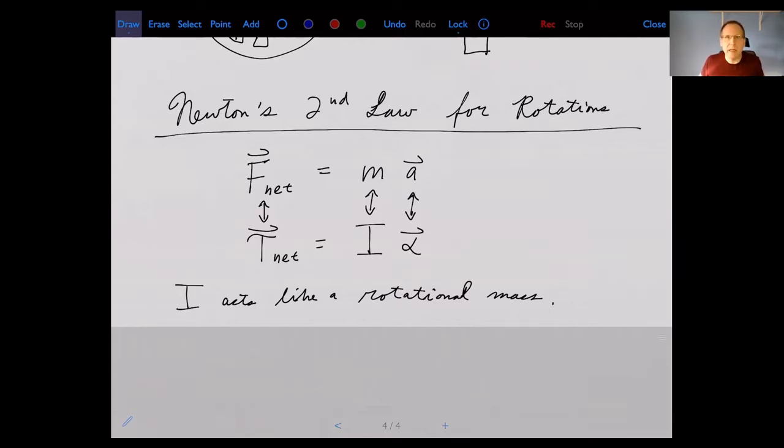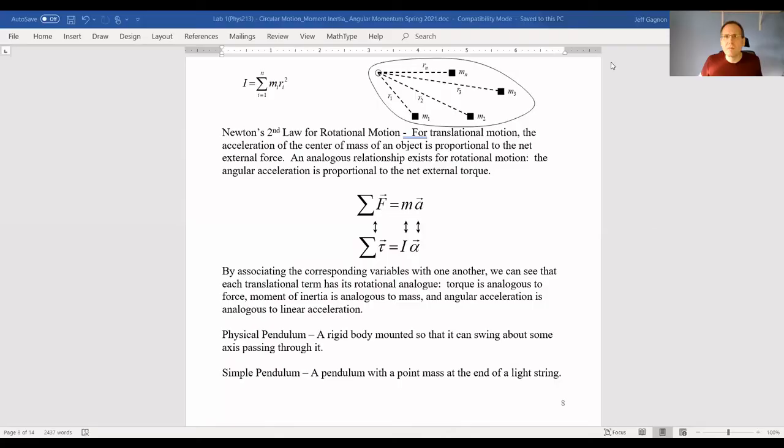Okay, let me go back to the handout and go over a few more definitions. Again, we talked about the analogies between the rotational form of Newton's second law and the linear translational form of Newton's second law. This is the one you're most familiar with, right? The sum of the forces, the net force, equals ma. And there's an analogous formula saying that the sum of the torques, the net torque, equals I times alpha.